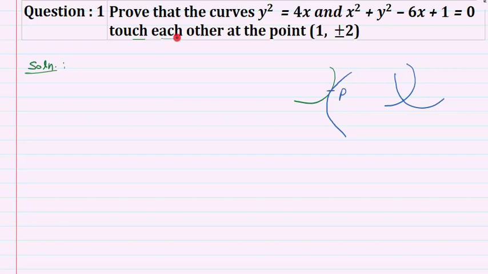So what is the meaning of touch each other? Touch each other means when the curves touch each other, the two curves have a common tangent, isn't it? So if the two curves have a common tangent, it means the slope of tangent of the first curve as well as the slope of tangent of the second curve will remain the same. So basically we need to prove that the slope of tangent of these two curves at the given points remains the same. I hope you understood the concept.